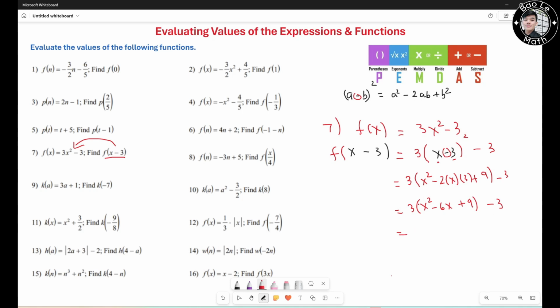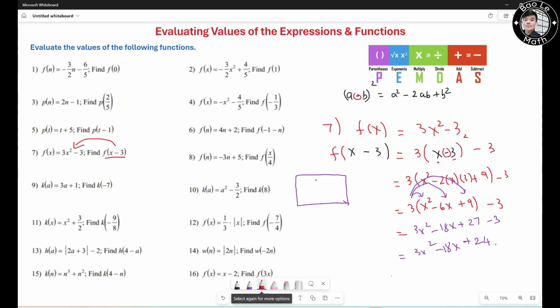Now I need to distribute this one. So 3 times s squared, 3 times this, and 3 times this. So it becomes 3x squared minus 18x plus 27 minus 3. So it becomes 3x squared minus 18x, and 27 minus 3 is 24. So plus 24. Now, if you forget the complete square formula, you can apply the box method. So you just draw the box method right here.